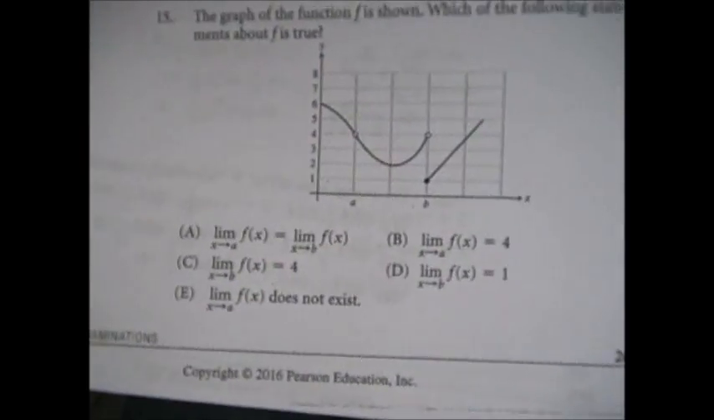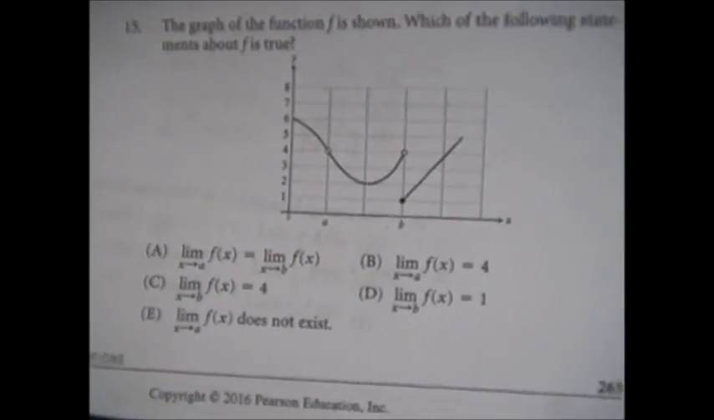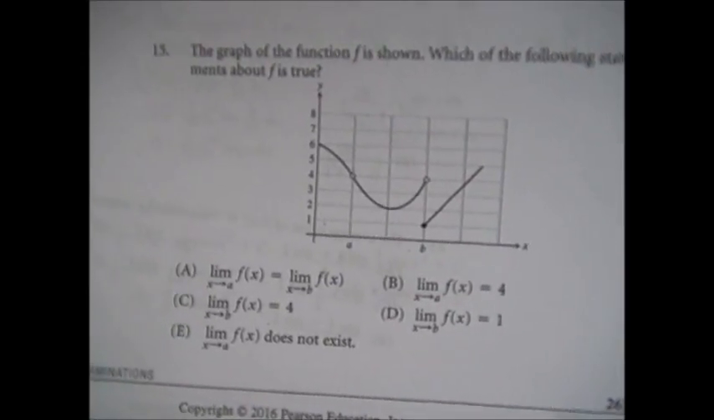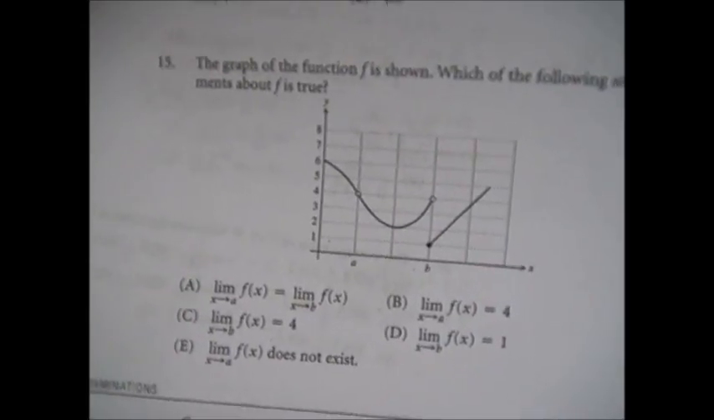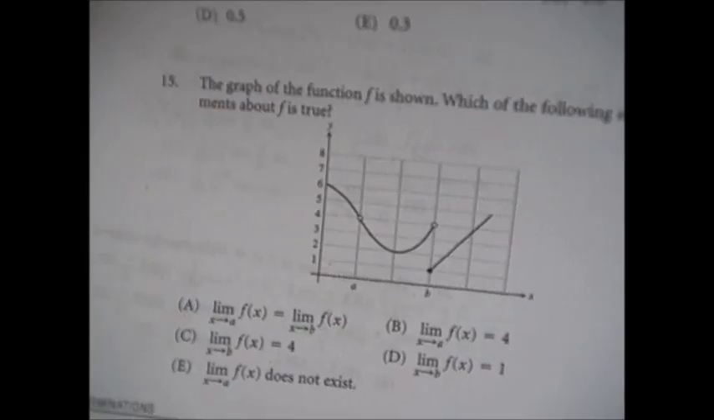C is wrong because it says the limit as x approaches B. We just said there is no limit at B, right? That has to be wrong. Same for D. There is no limit at B. And then E contradicts our correct answer. It said the limit doesn't exist, but we just said the limit does exist. So for number 15, you're looking for choice B.